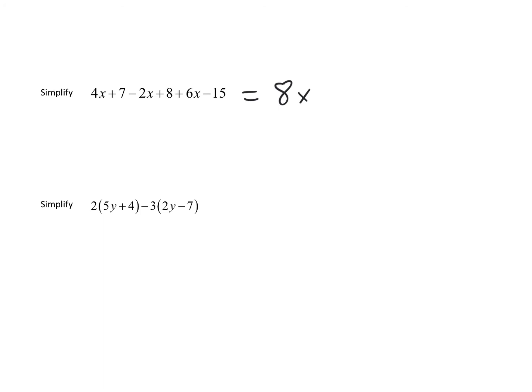Now in the second example, we have to get rid of the brackets first. So we multiply the 2 into the first bracket, giving us 10y plus 8. And then we multiply the negative 3 into the second bracket, minus 6y plus 21. Be careful with the negative 3 times negative 7. Now we can collect like terms. 10y minus 6y is 4y, and 8 plus 21 is 29.